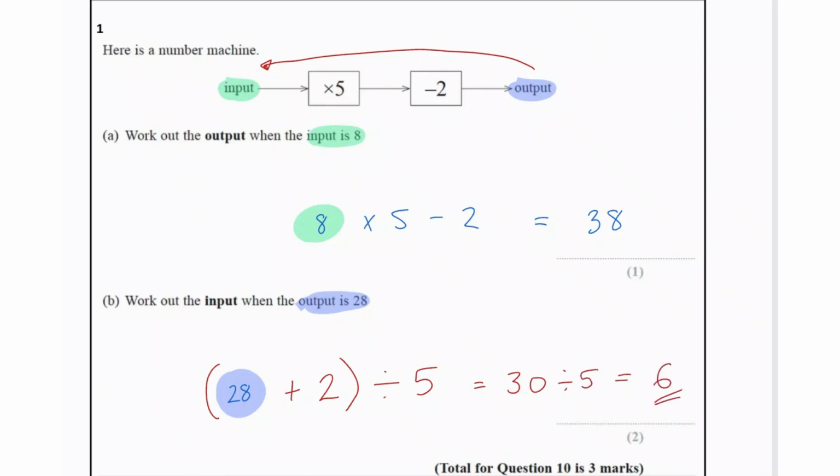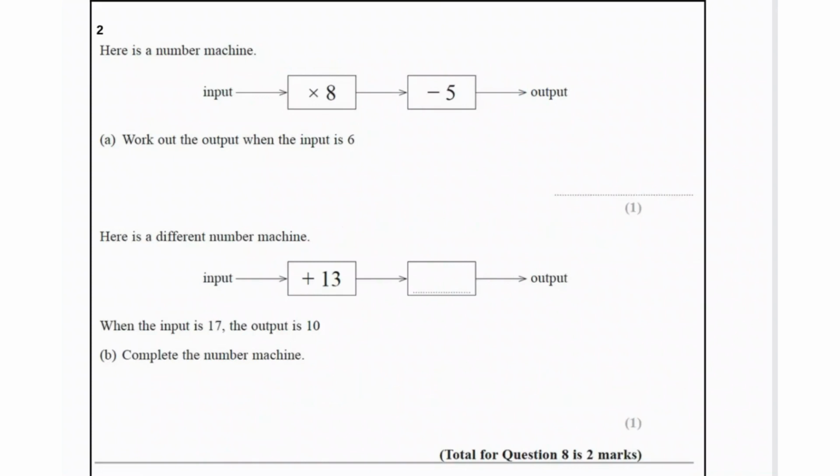Now you can always check if you've got the right number by putting it back through. 6 times 5 is 30, 30 take away 2 would be 28. So we've got the right answer there. So question 2, very similar. We're told the input is 6. So we're just going to put that 6 into the machine and do exactly what it says. So it's 6 times 8, and then we're going to take away 5. So 6 times 8 is 48. 48 take away 5 is 43.